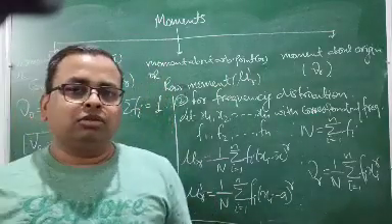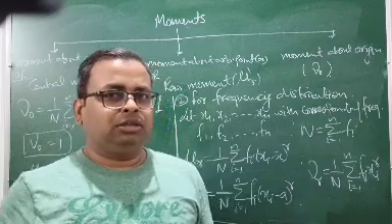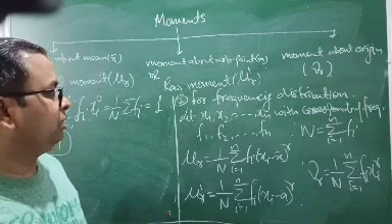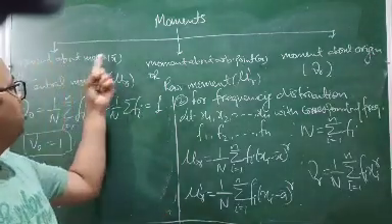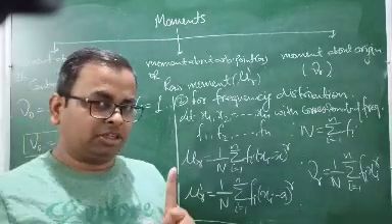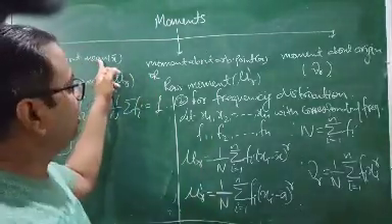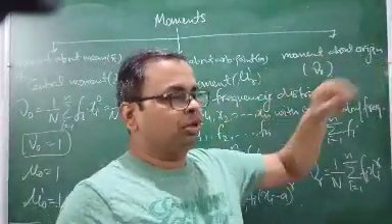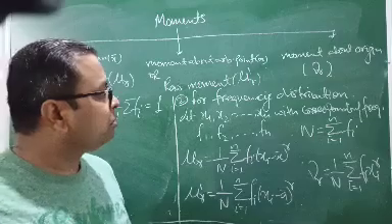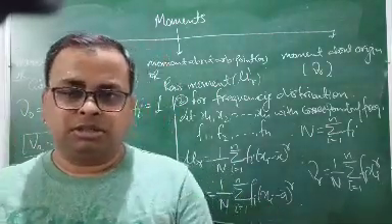So we stop here in this lecture, and in the next lecture we will discuss the relation between moment about mean and moment about arbitrary point, the first relation, and the second relation, between moment about mean and moment about origin. There are also some other problems based on the moments discussion. They will be discussed in the next lecture.